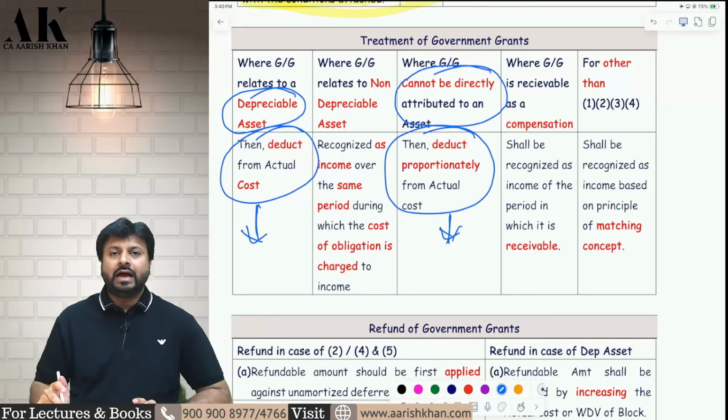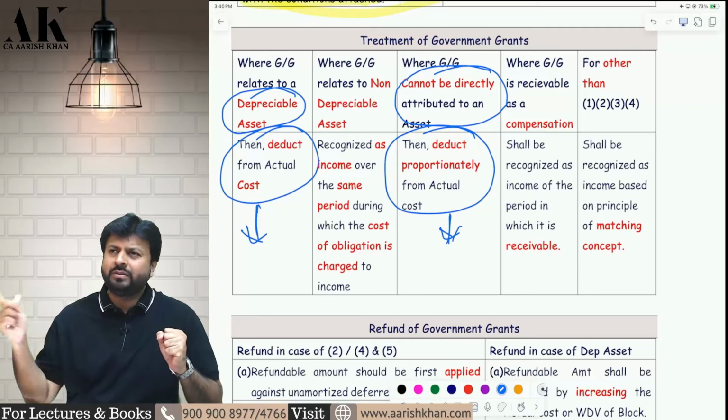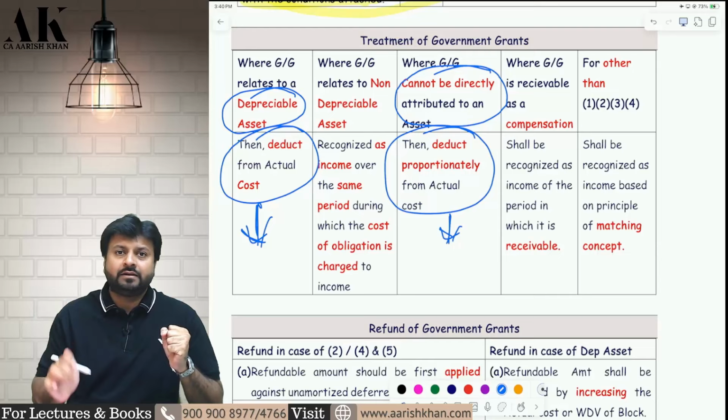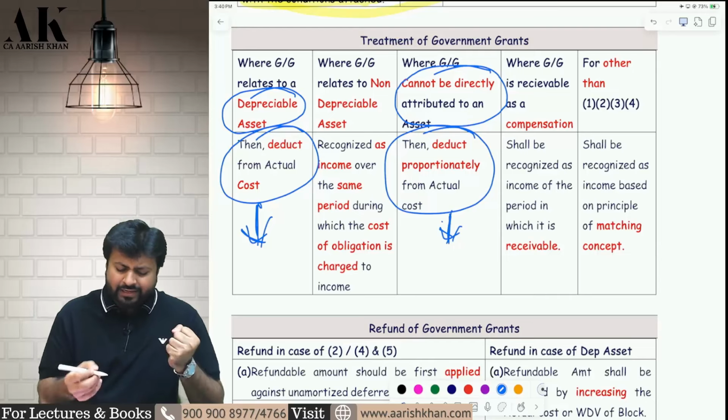For example, I want to purchase land of 1 crore rupees. The government is saying that we will give you 20 lakh rupees. That is directly related to land, so reduce it from the land. And land is not depreciable, so let us take a building.